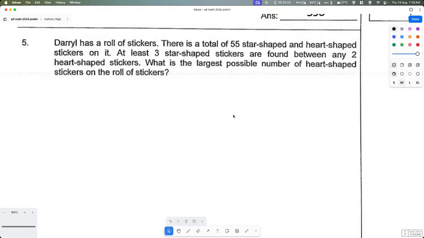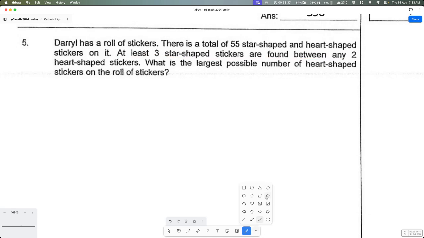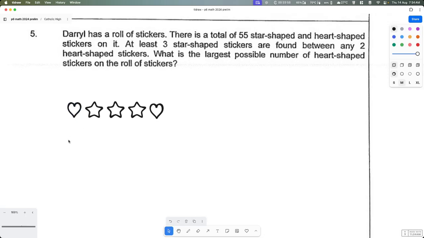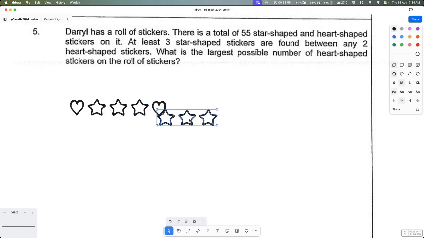Let's move on to question number 5. Daryl has a roll of stickers. There is a total of 55 star-shaped and heart-shaped stickers on it. At least 3 star-shaped stickers are found between any 2 heart-shaped. I'll draw the stars, duplicate this, and then we have the heart shape as well. What is the largest possible number of heart-shaped stickers on the roll of stickers? It will look something like this, 1, 2, and then dot dot dot.